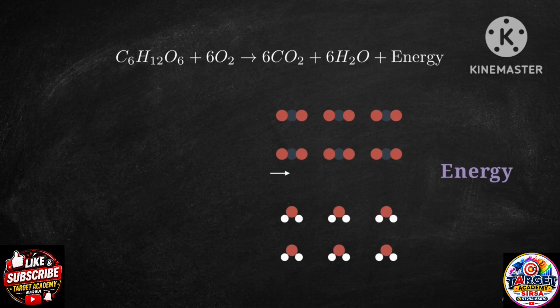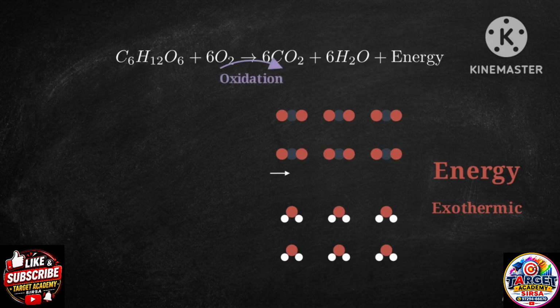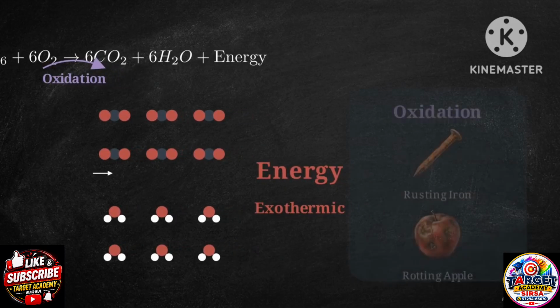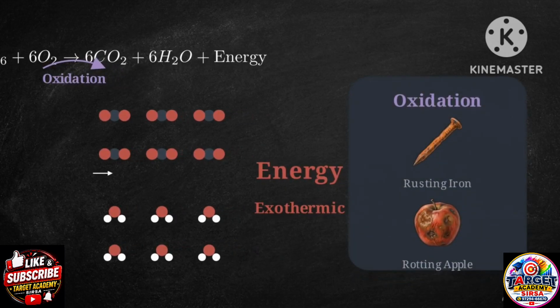The 6 carbons, 12 hydrogens, and 18 oxygens neatly unpack from the left side and distribute perfectly across the right side. Because this reaction releases energy outward into your body in the form of heat, it is an exothermic process. Furthermore, since oxygen is added to break the glucose down, this is an oxidation event. That places your own breathing in the exact same chemical category as a rusting iron nail or a rotting apple.